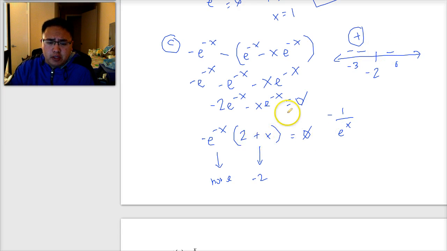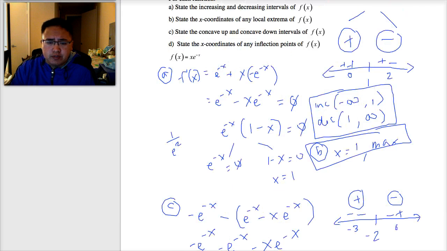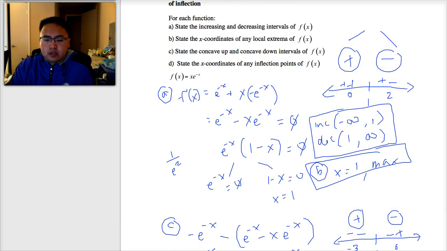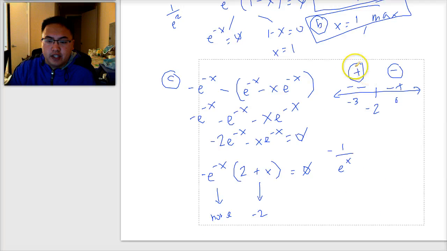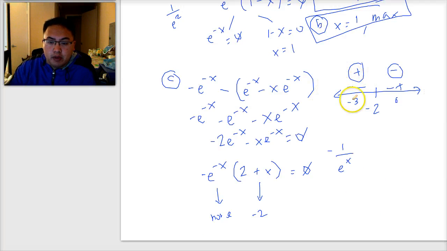Plug in 0 here, 2 plus 0 is positive, which means this whole zone is negative. So going back to the original question, where's this concave up and concave down? It is concave up here where it's positive. And it's concave down over here where it's negative.